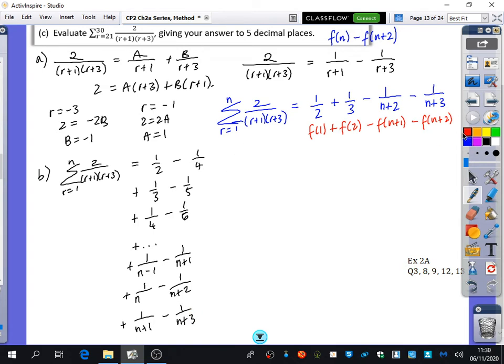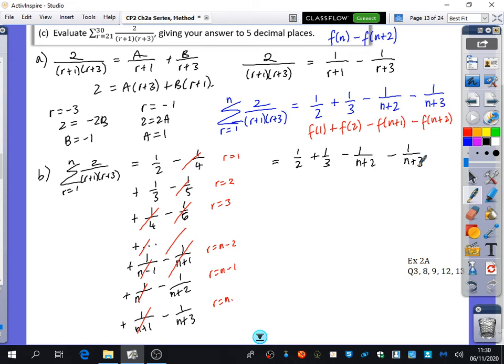So this was r equals 1, r equals 2, r equals 3, r equals n minus 2, r equals n minus 1, and r equals n. And we get that cancels, and we get left with the same thing. We get left with a half plus a third minus 1 over n plus 2 minus 1 over n plus 3. Not surprising, we came up with the same thing there.